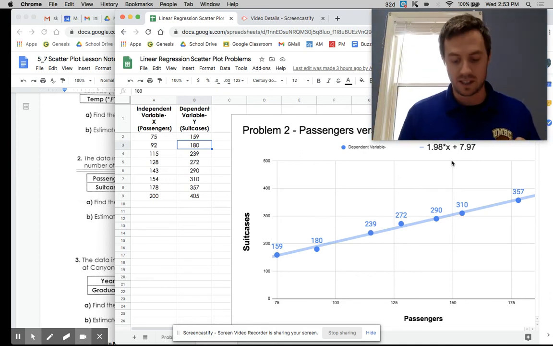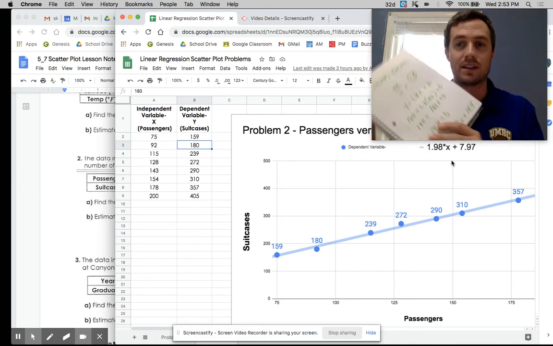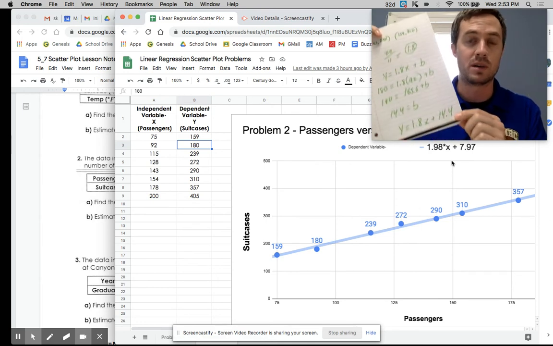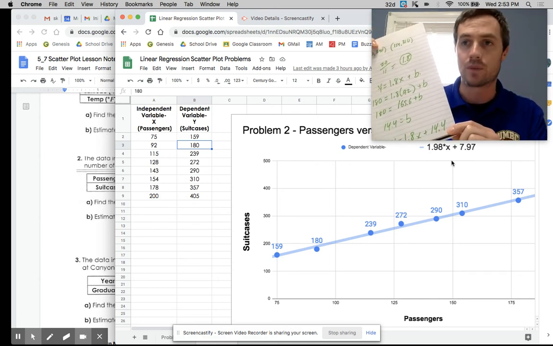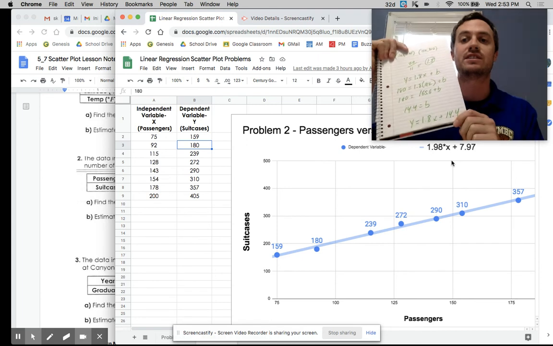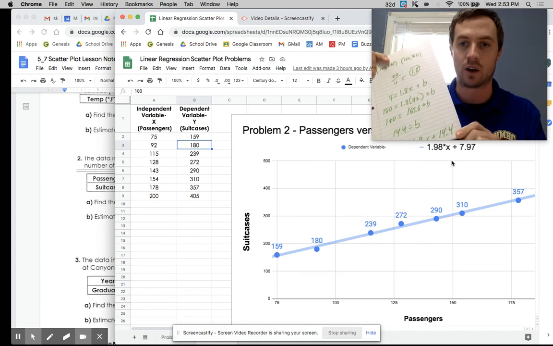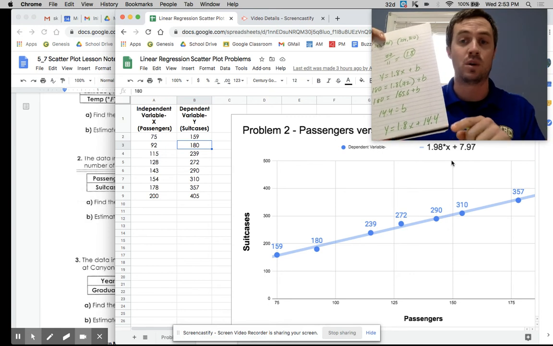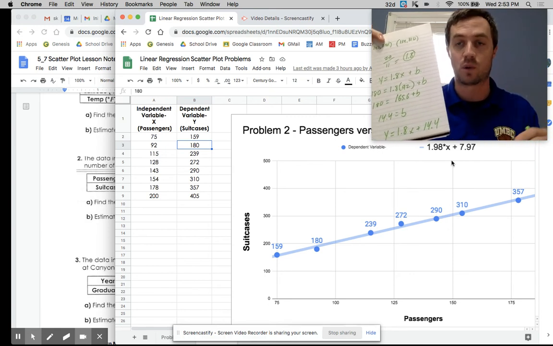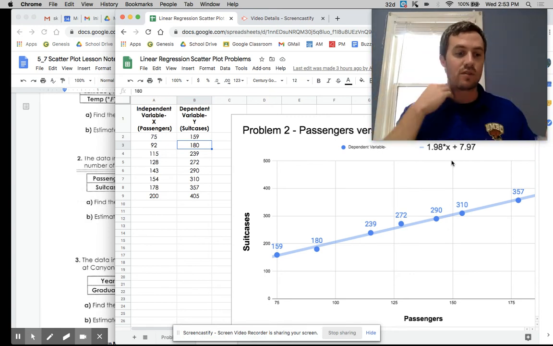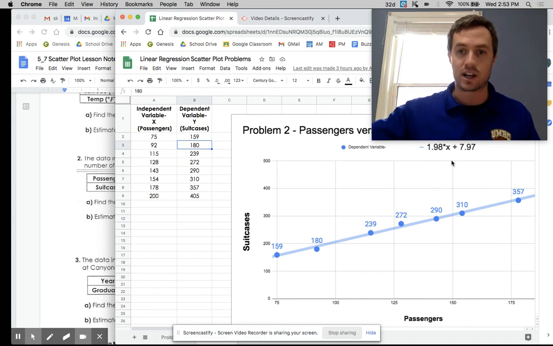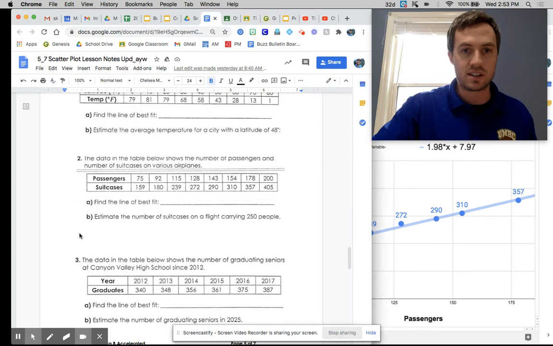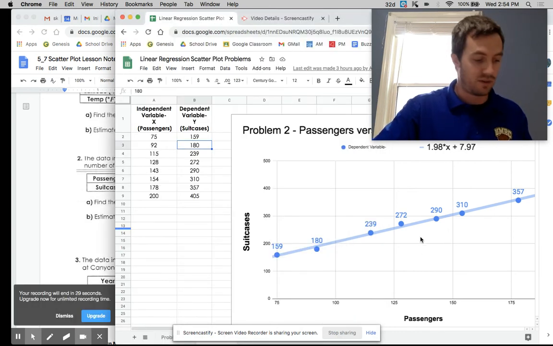There's also a couple things to think about. If there's 0 passengers, are there going to be 14.4 suitcases? No, there's probably going to be 0 suitcases. This is just a trend line though. So where the trend line is going, theoretically, it would end on the y-axis at 14.4. So sometimes you have to kind of throw common sense and logic out the window and just use the numbers that you're working with. So the next question is estimate the number of suitcases on a flight carrying 250 people.